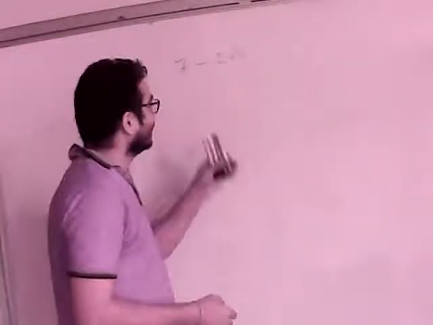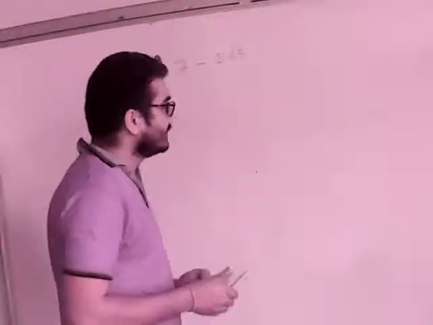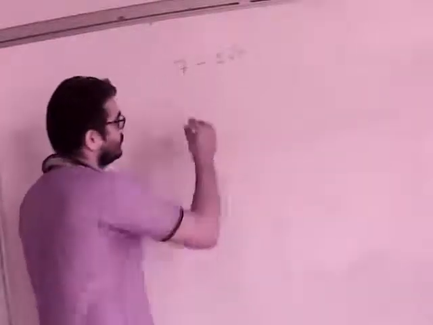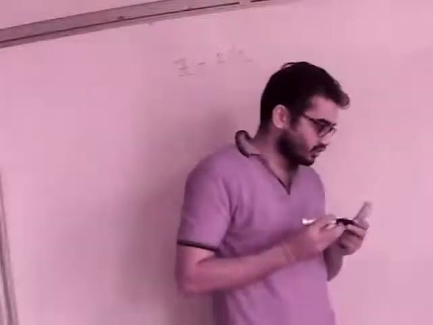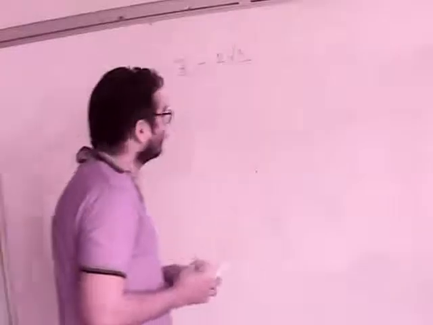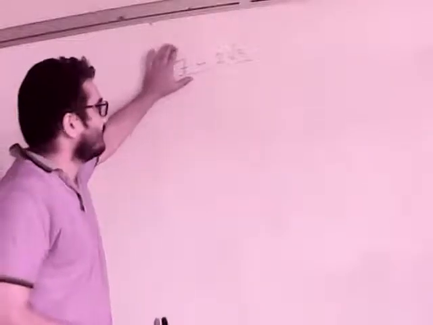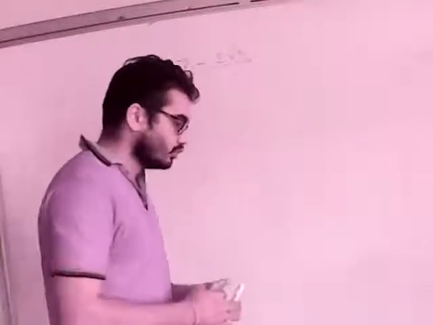Okay, so 7 minus 2 root 3. That is what we need to prove. Now, suppose this whole number is a rational number. Now what we know, 7 is a rational number as it is. Where is the problem? The problem is for 2 root 3.